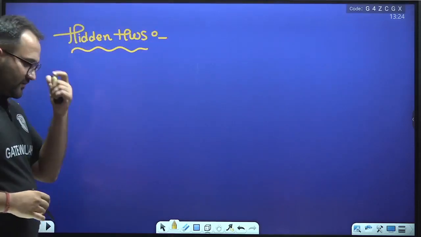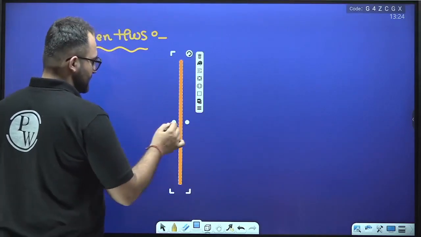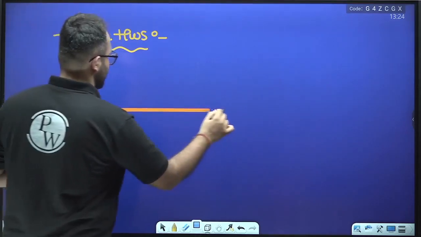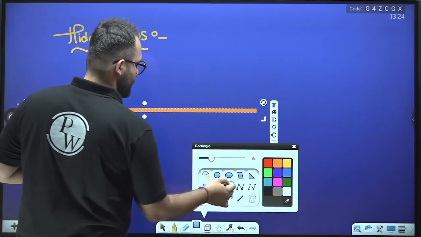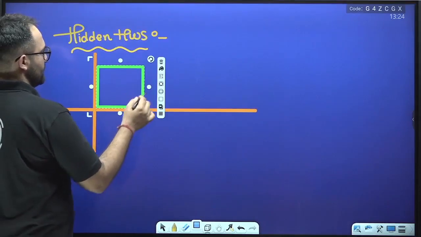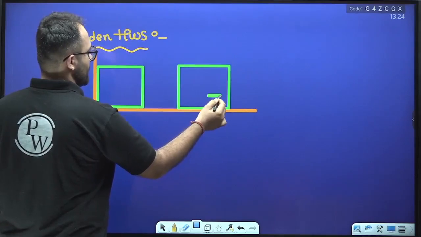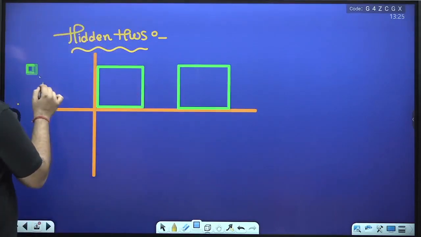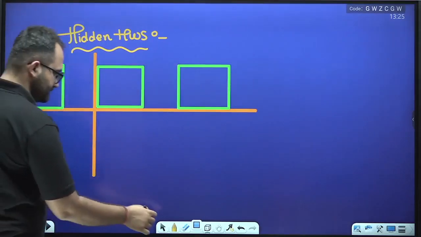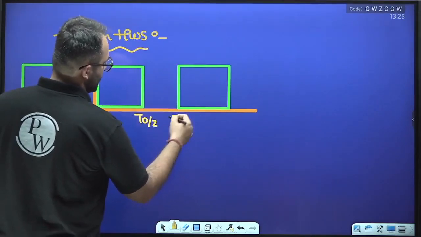So hidden half wave symmetry means, suppose we have a signal like this. Suppose we have a rectangular pulse like this. Okay. Okay, 0, T naught by 2, T naught, and so on.